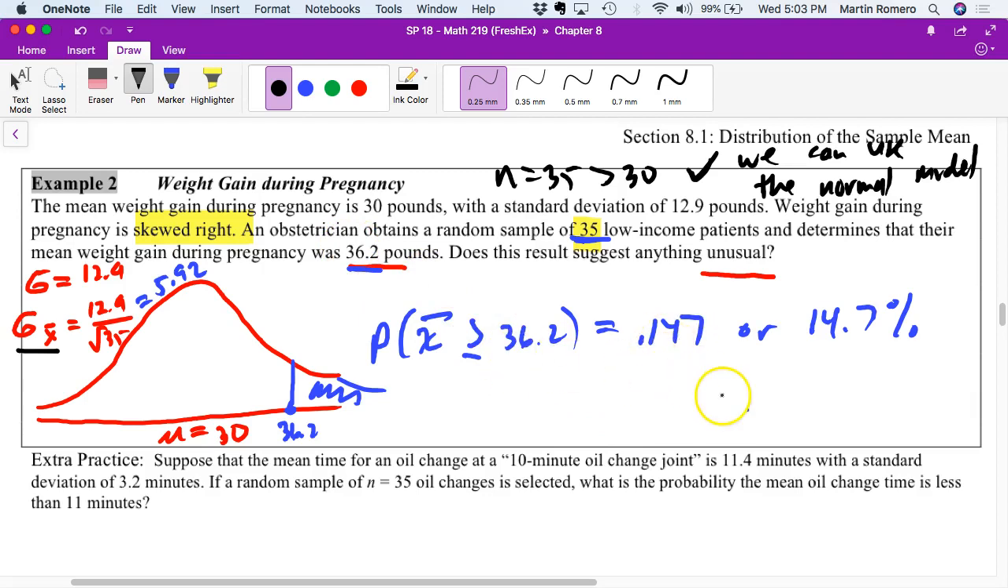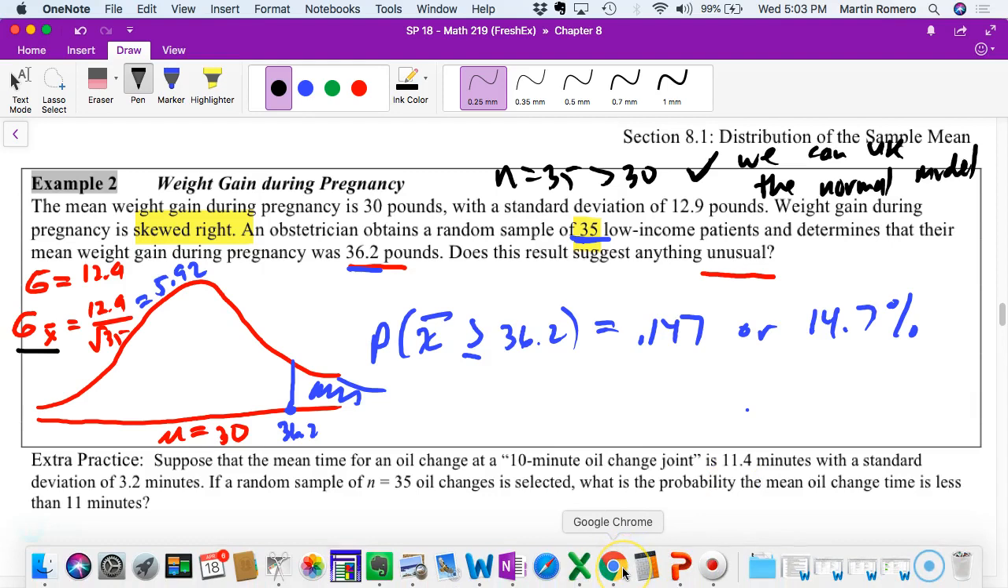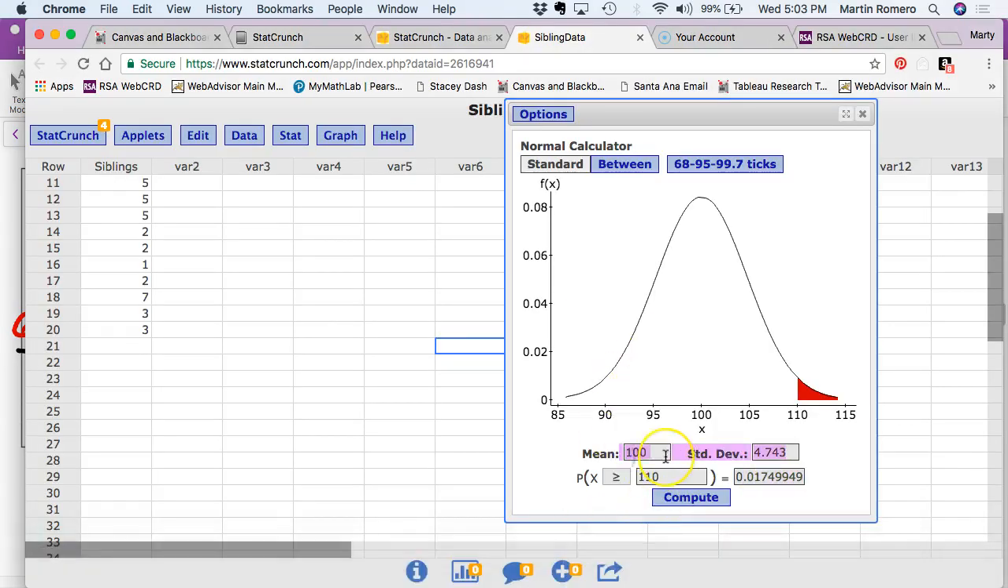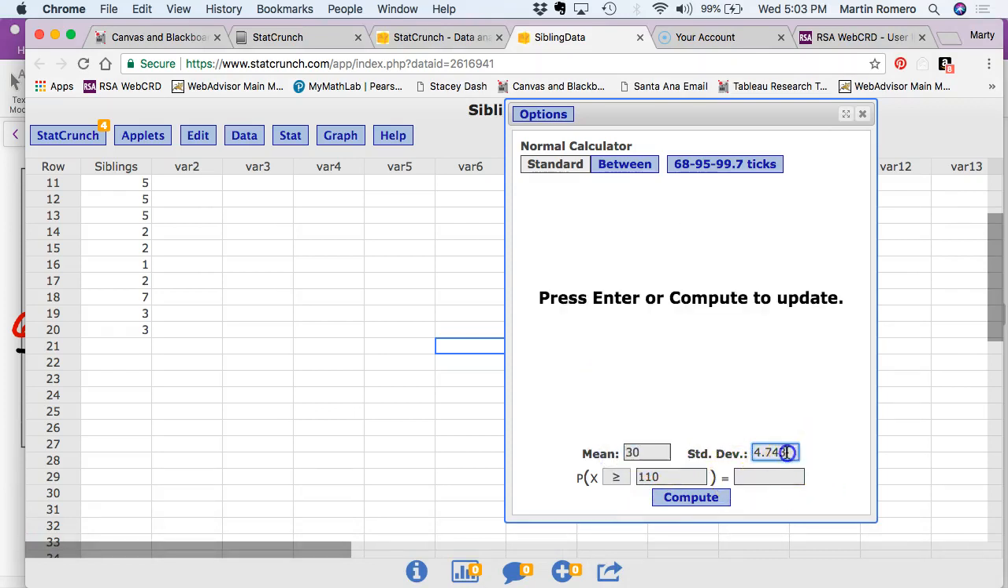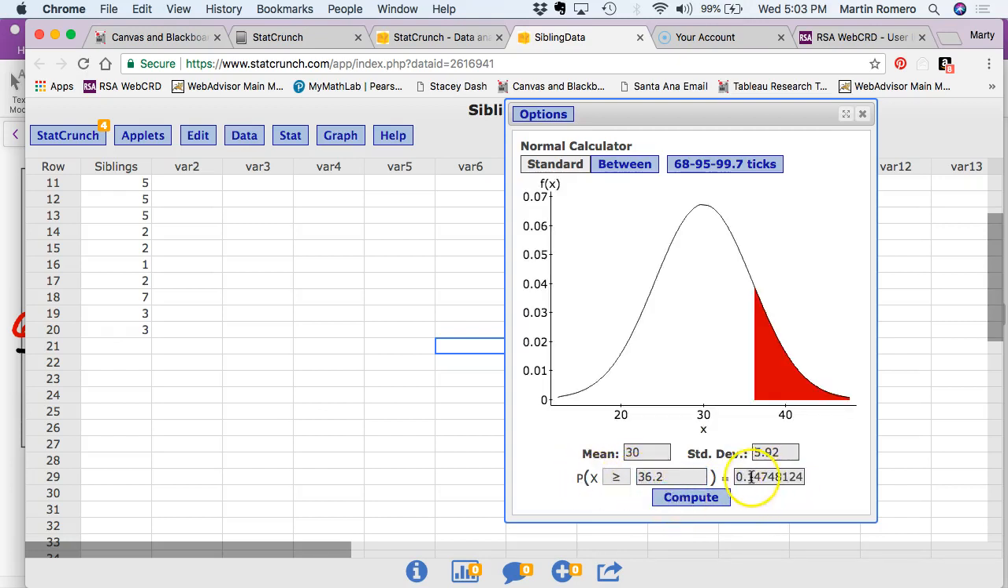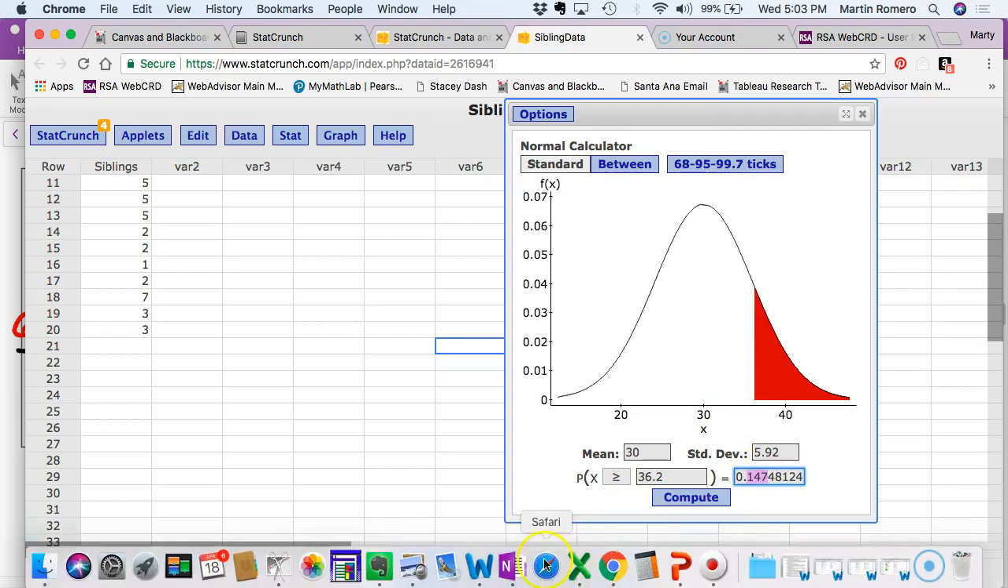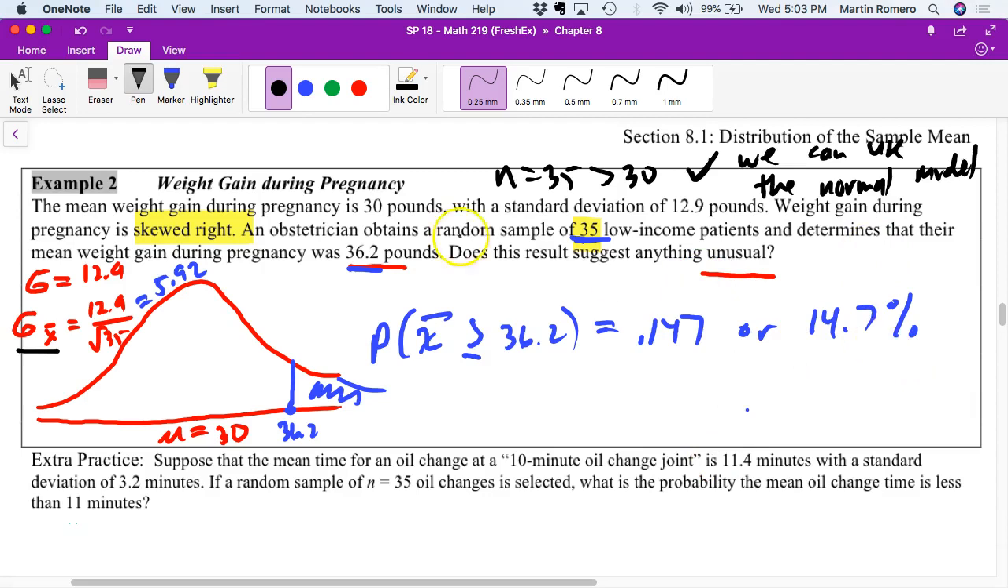And we get 0.147. Where does that come from? Well, go to StatCrunch, normal calculator. Mean 30, and what do we need for standard deviation? 2.18. So we would put 30 in here, and this would be the standard error, and we want a 36.2 weight gain, greater than, and then there's your 0.147. Get it from there. And so it's about a 14% chance that 35 women will have a mean weight gain of 36.2.